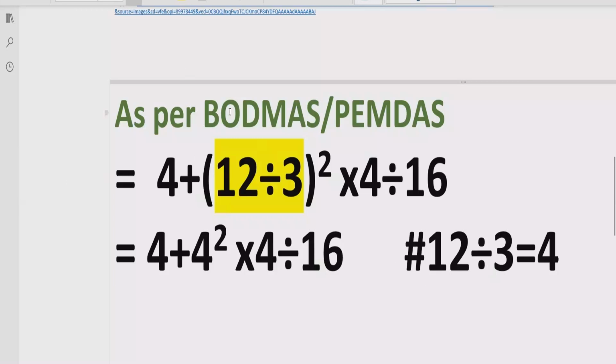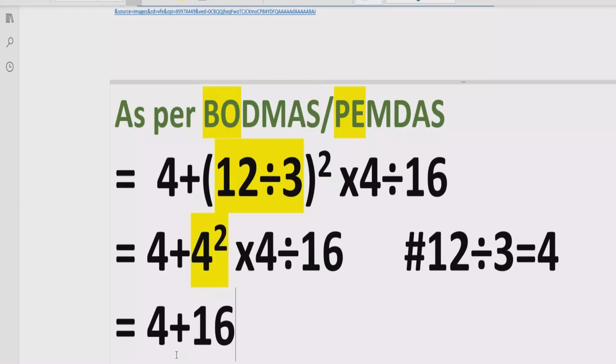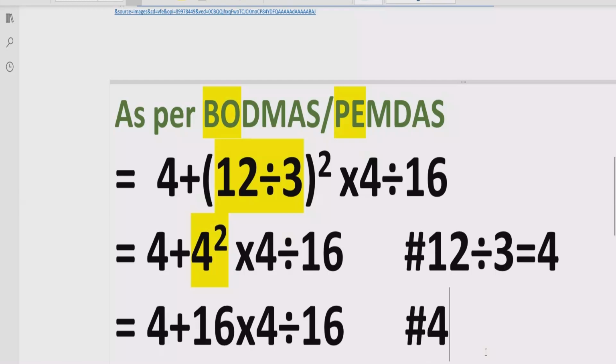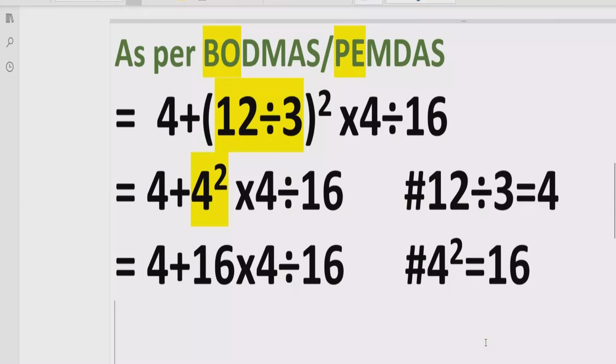Now move forward according to the BODMAS and PEMDAS rule. Now we have to solve the exponent part, or order of operation. So now we have this expression which has the order of operation. We have 4 plus 4 raised to power 2, which means 4 multiplied by 4, which is 16. Multiplied by 4 and divided by 16, we will write as it is. And here we give the reference 4 raised to power 2 equals 16.